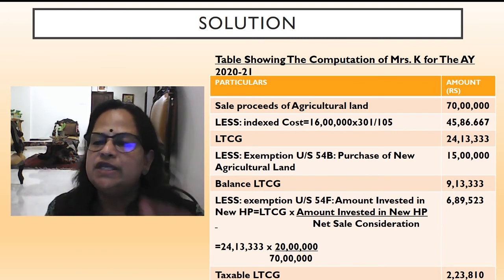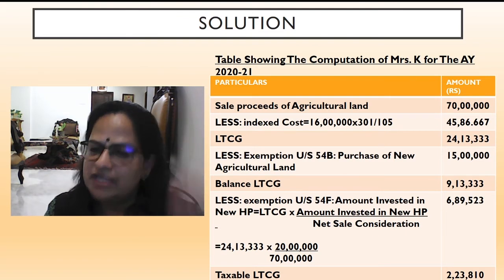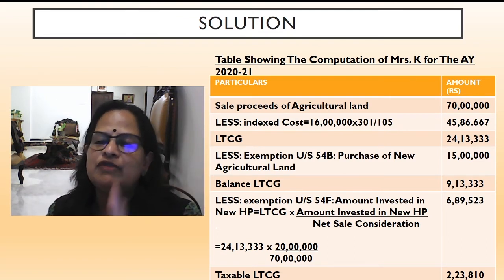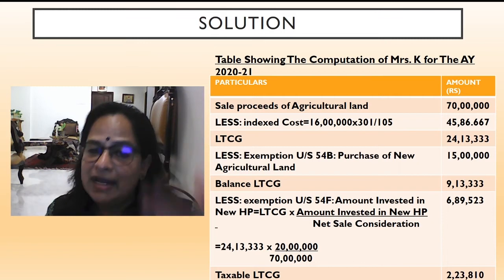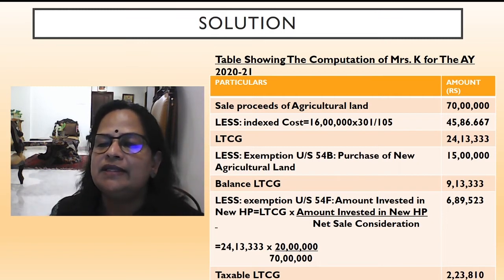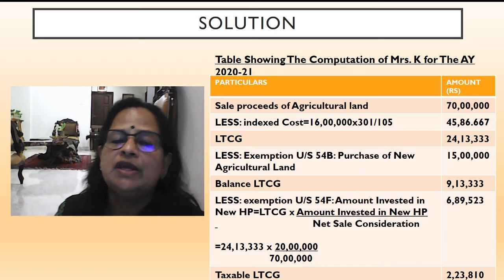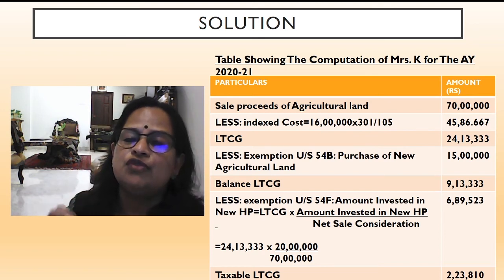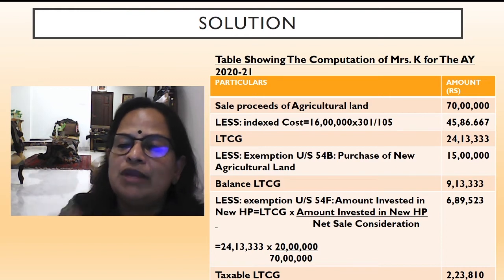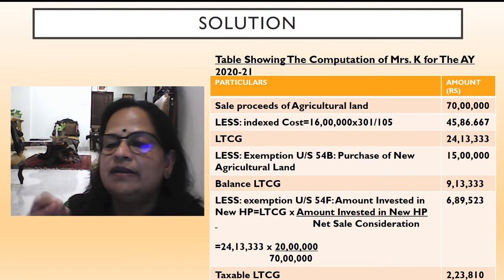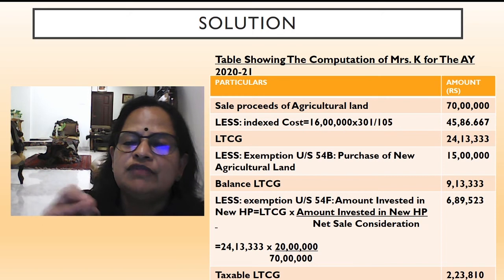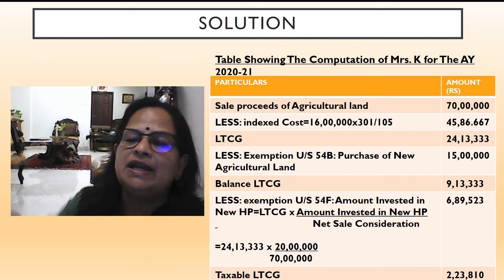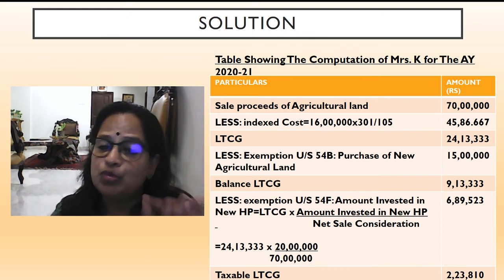He is purchasing new agricultural land. So within the time period allowed, 15 lakhs he can claim. Now balance LTCG is there, 9 lakh 13,333. Now less exemption under section 54F. So he has invested in new house property, but the full amount is not invested. See, he has invested 20 lakhs, but the balance we have to calculate the proportion.